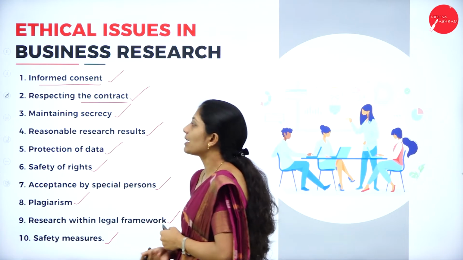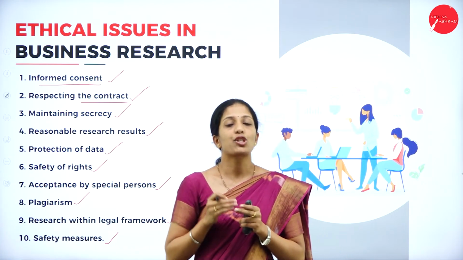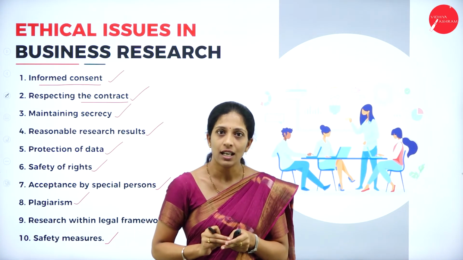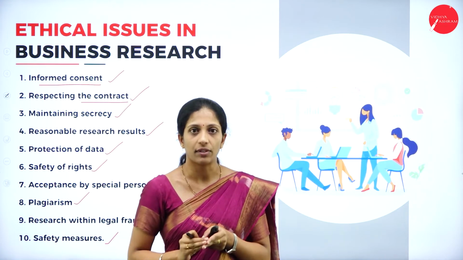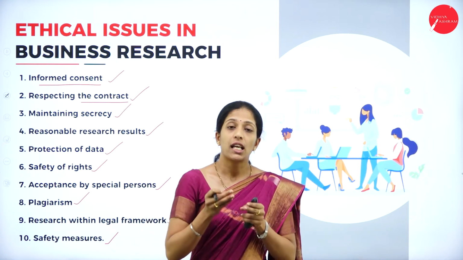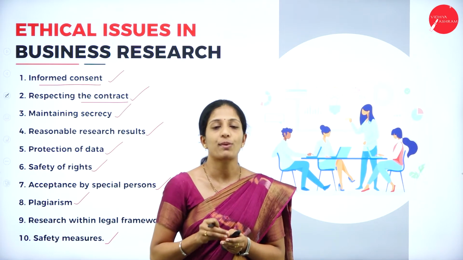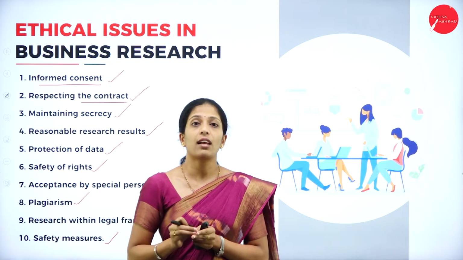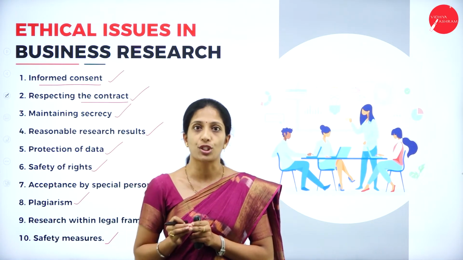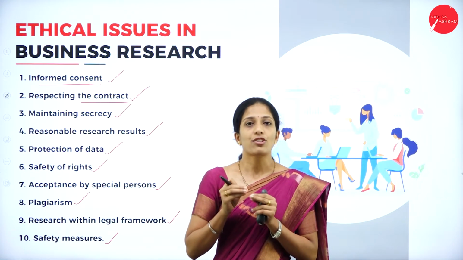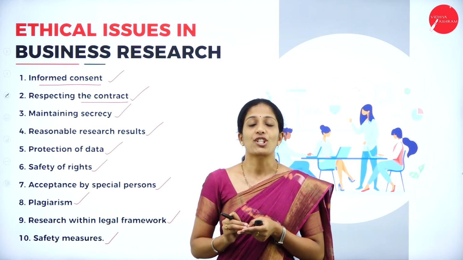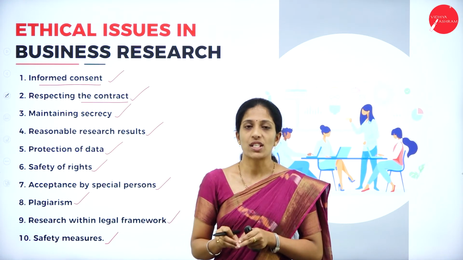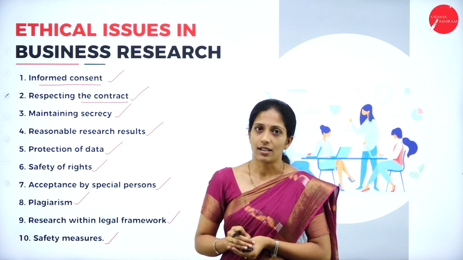Next one is reasonable research results. Whatever results he is getting, he has to see that it is his work, and he has to conduct the business research activity. Whenever he collects the information, he has to think that he is collecting it for himself. Suppose a researcher gathers information and gives it to other institutions. In that situation also, he has to see that he is collecting the information in a reasonable manner. He is not working for others, he is working for himself. Then only he will get proper results.